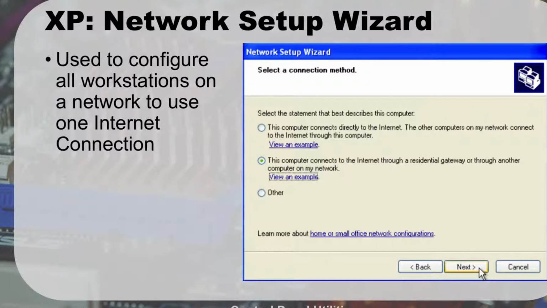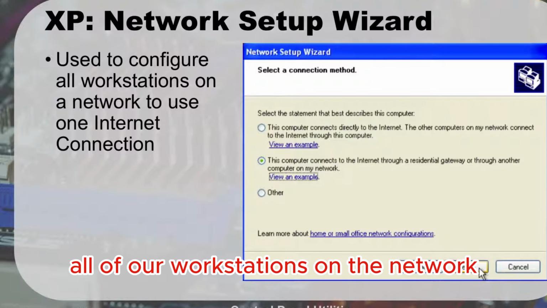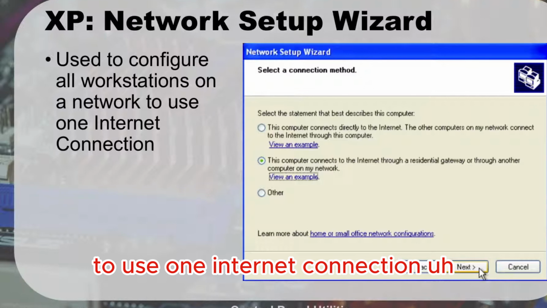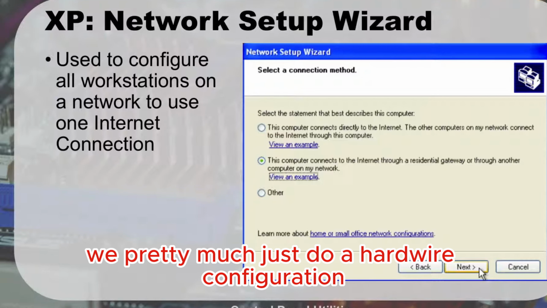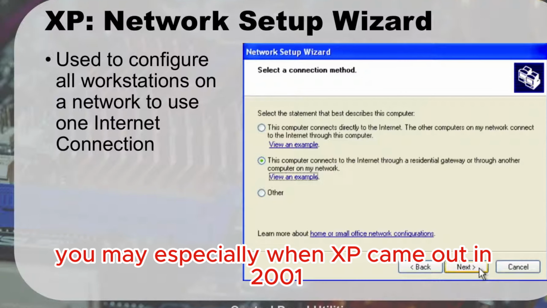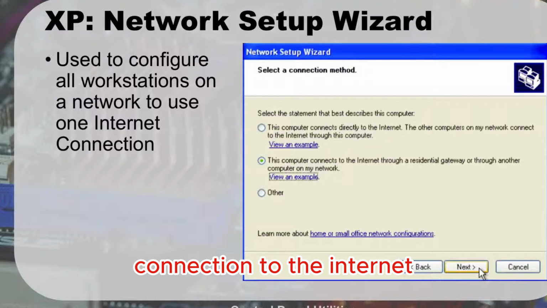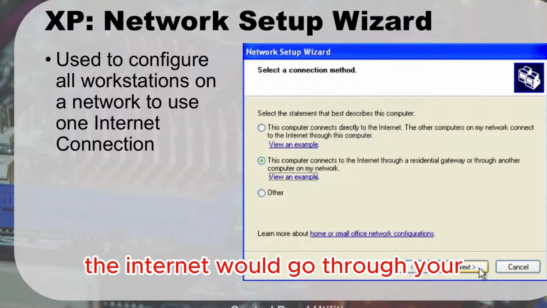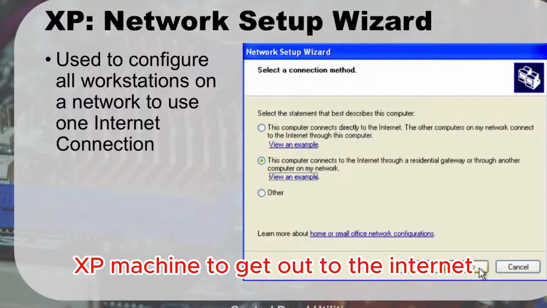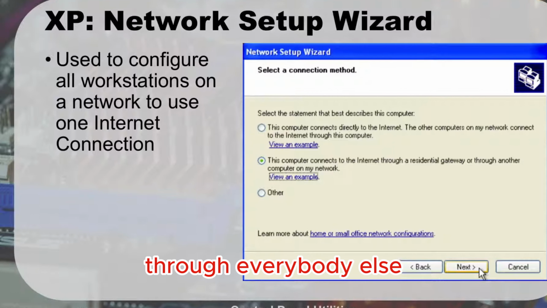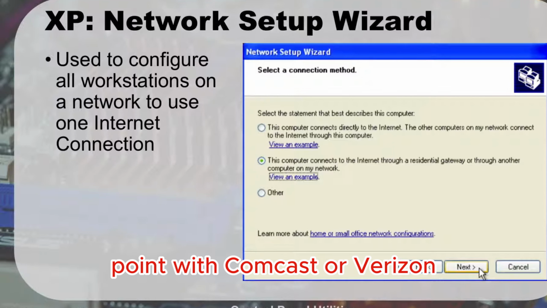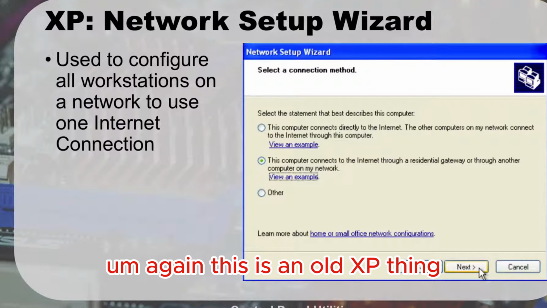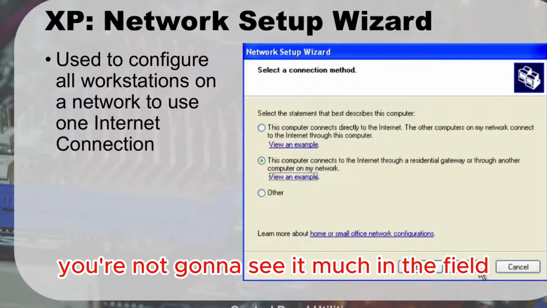Network Setup Wizard. It's used to configure all of our workstations on a network to use one internet connection. You're not going to use this very often anymore. Nowadays we pretty much just do a hardwire configuration. But back in the day, especially when XP came out in 2001, you may have had a single machine that had the dial-up connection to the internet. And all the other machines that wanted to access the internet would go through your XP machine to get out to the internet. So it was a way to share the connection with everybody else, or connect through a residential gateway, which is what you use with a wireless access point with Comcast or Verizon. Again, this is an old XP thing. You're not going to see it much in the field.